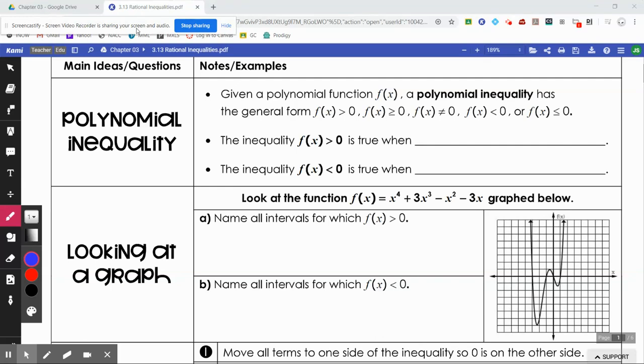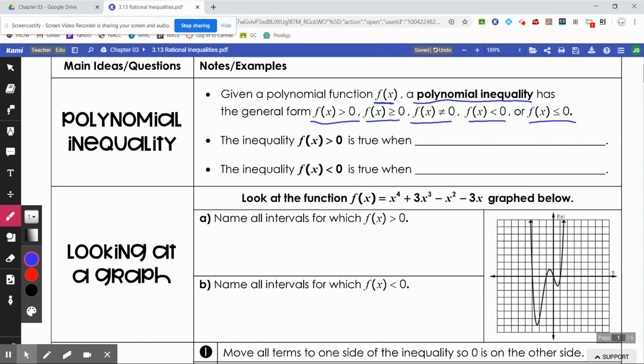Okay, for the rest of the chapter, we've already solved polynomial equations. Now we're going to be looking at polynomial inequalities. Given a polynomial function f of x, a polynomial inequality has the general form f of x is greater than 0, greater than or equal to 0, not equal to 0, less than or equal to 0. Any of these can be classified as inequalities.